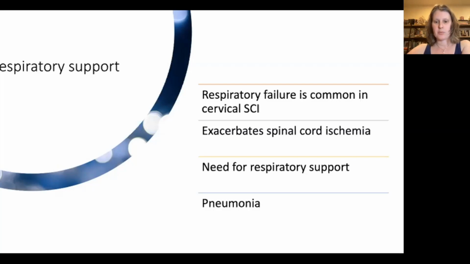And a significant proportion of the respiratory morbidity and mortality in spinal cord injury is actually also attributable to pneumonia, including ventilator-associated pneumonia. And those patients have, I think, anywhere from a 1 to 3% chance per day of getting a pneumonia.